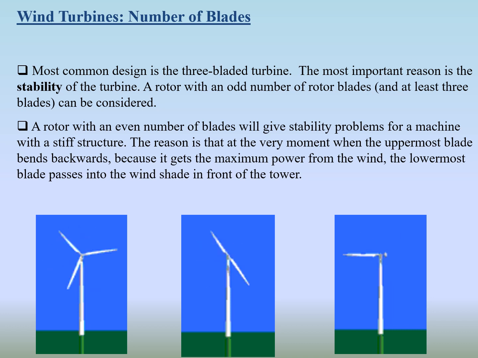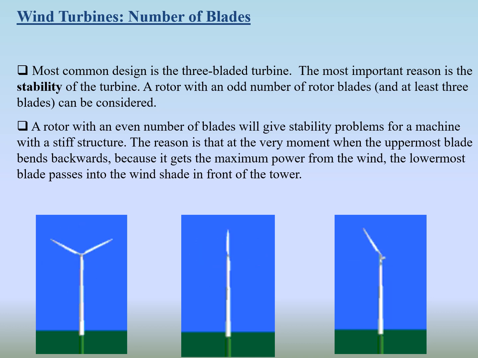Wind turbines, number of blades. Most commonly designed is the three-bladed turbine. The most important reason is the stability of the turbine. A rotor with an odd number of rotor blades, at least three blades, can be considered.